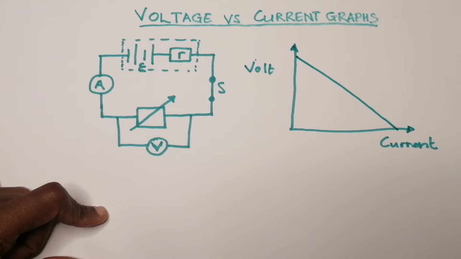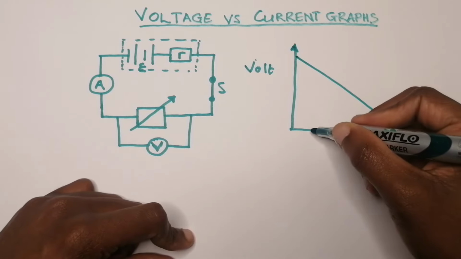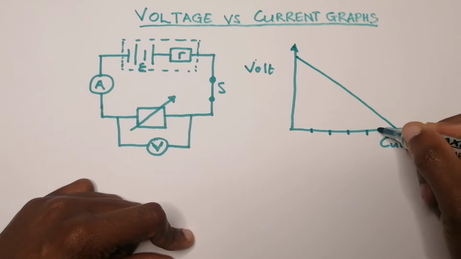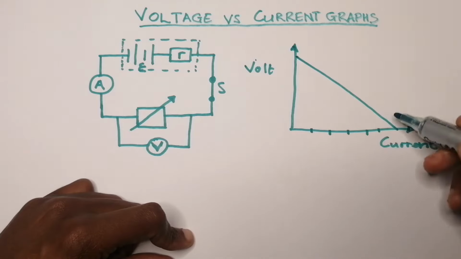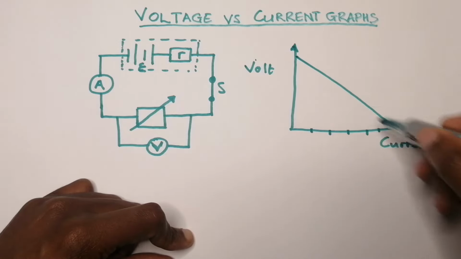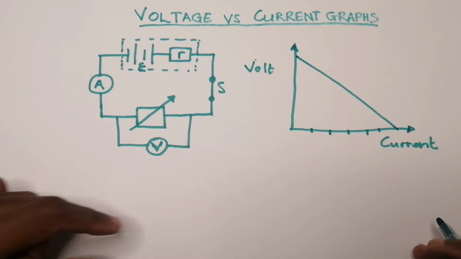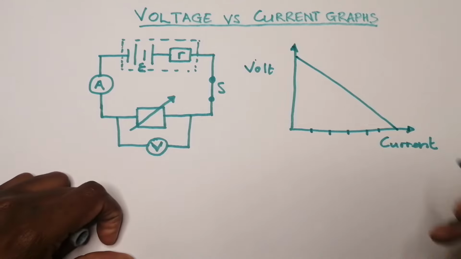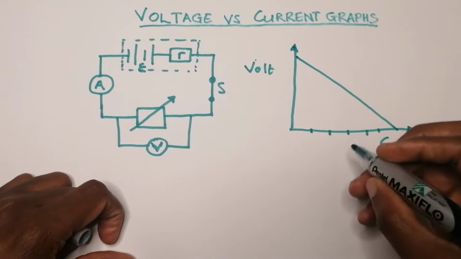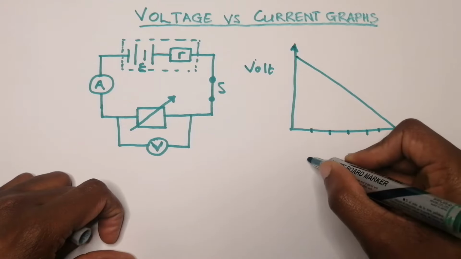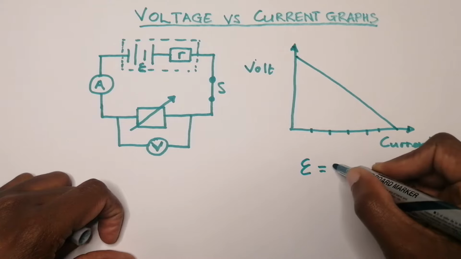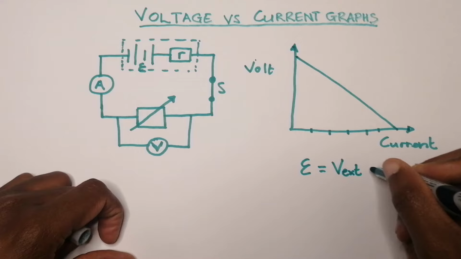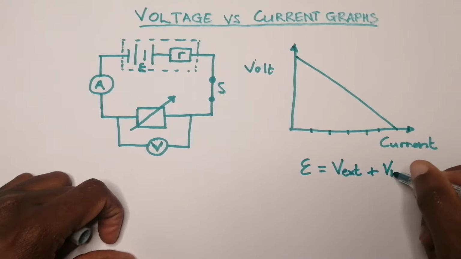Meaning that as the current keeps increasing, the voltage value is going to decrease, if you note that. So why exactly do you get this kind of a graph? Now I want you to remember we had an equation whereby EMF is equal to V external plus V loss.